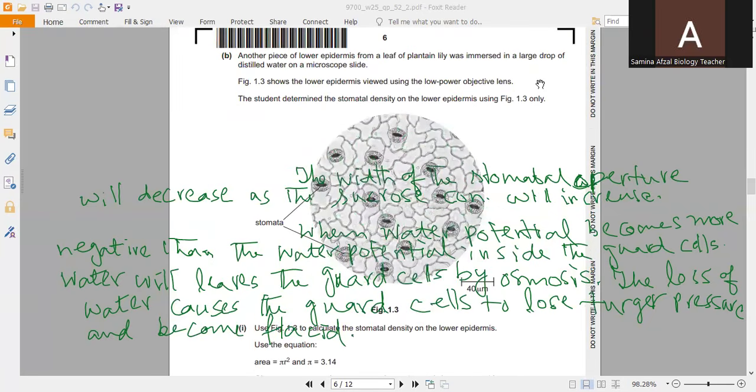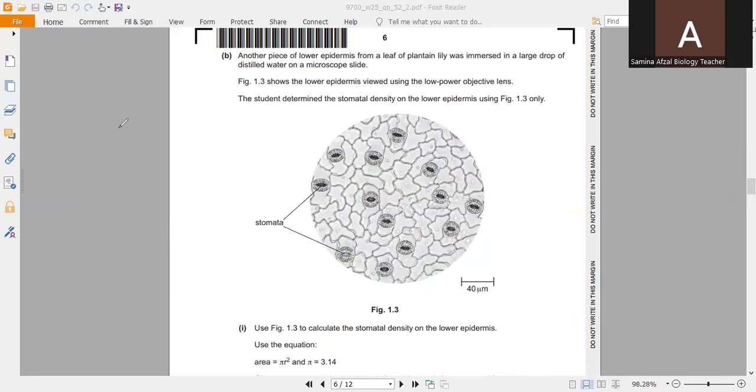Next question, part B. Another piece of lower epidermis from the leaf of plantain lily was immersed in a large drop of distilled water on a microscope slide. Figure 1.3 shows the lower epidermis viewed using the low power objective lens. The student determined the stomatal density on the lower epidermis using figure 1.3 only.